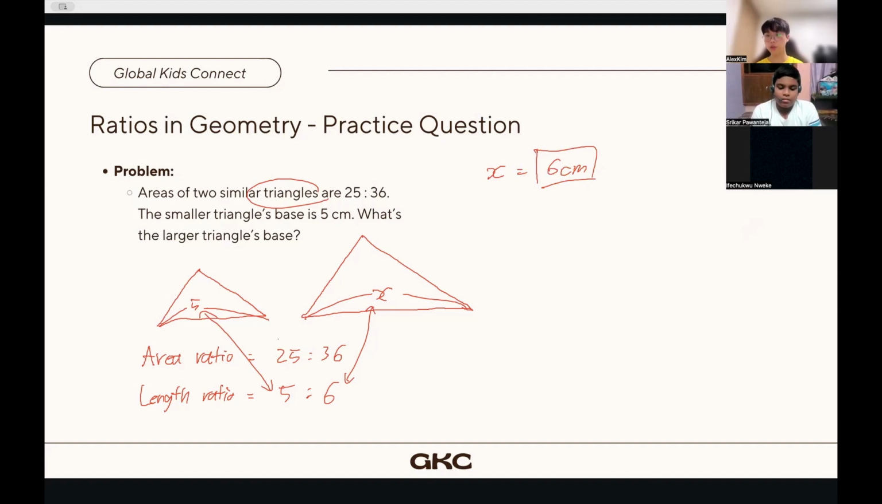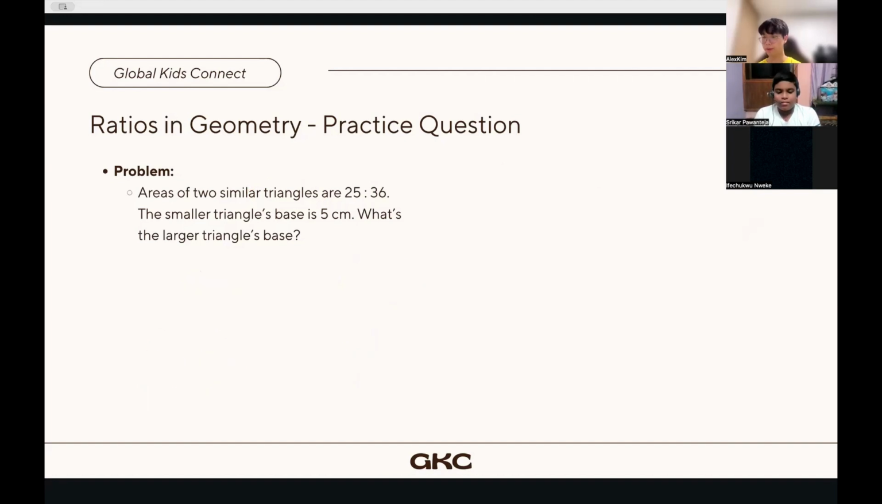And so similar to the previous question we just looked at, but rather than volume ratios, we utilize area ratios. And so, anybody have any questions? I would probably think not because it was pretty similar to the last one. And so, I think we can move on now.